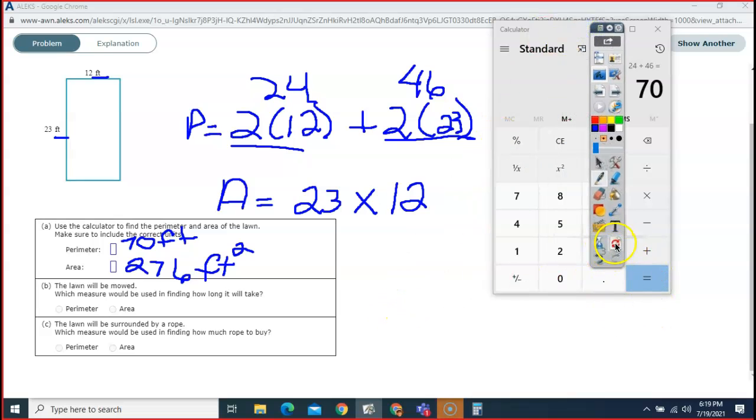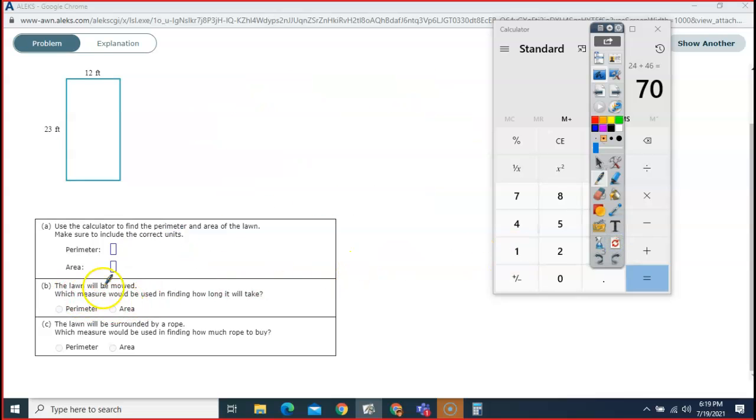Okay. Next, it says, the lawn will be mowed. Which measure would be used in finding how long it would take? If I'm mowing, I'm not just going around the edges. So that's going to be an area. The lawn will be surrounded by a rope. That's like a fence. So that's going to be perimeter. Okay. All right. Next.